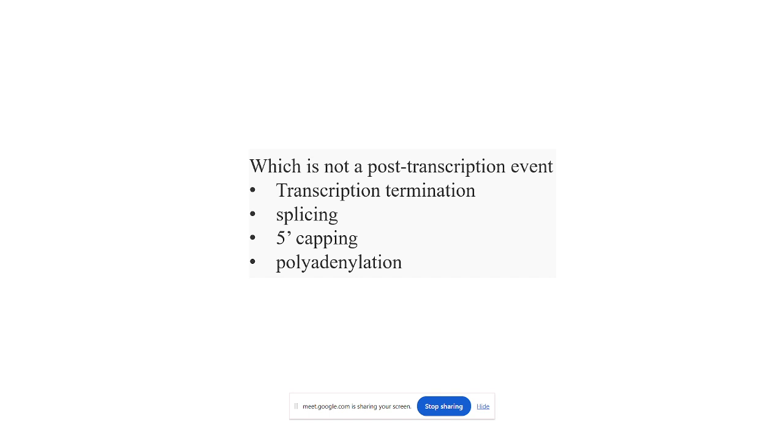A. Transcription termination. B. Splicing. C. 5' capping. And 3 is polyadenylation, which is not a post-transcriptional event.